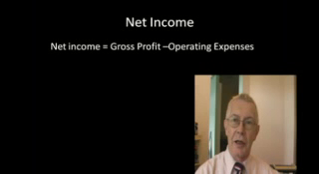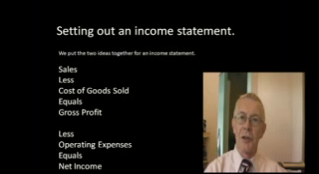Net income is calculated by subtracting the operating expenses from the gross profit. These two calculations are set out in column form to give us the income statement. Sales less cost of goods will equal gross profit. Gross profit less the operating expenses will equal net income.